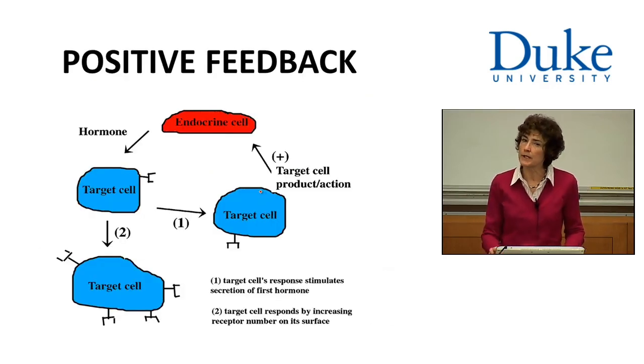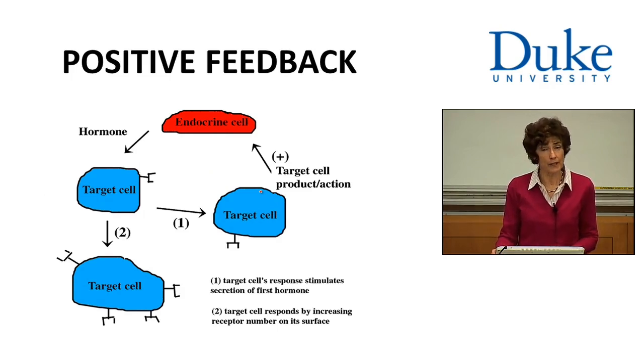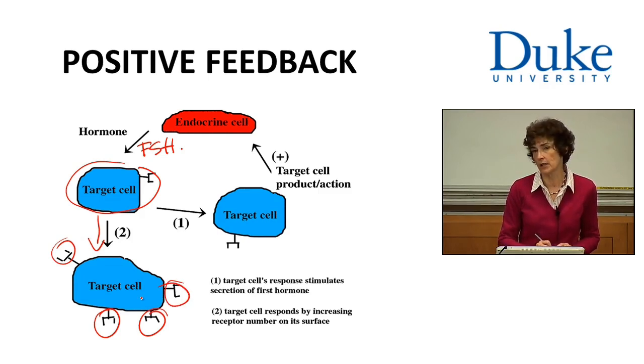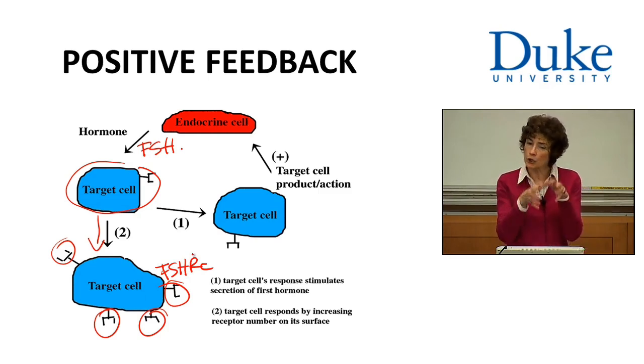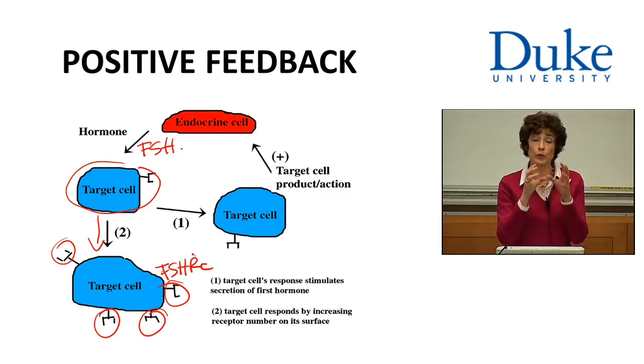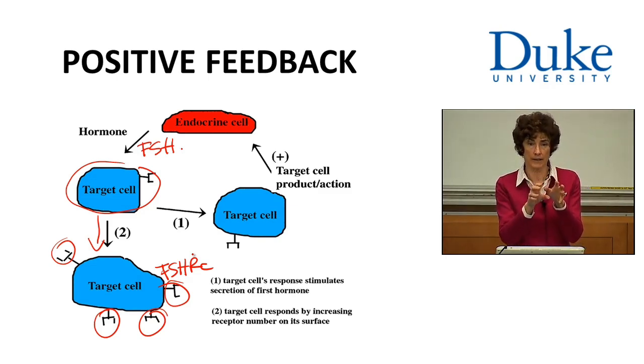Now, in some instances, we will see positive feedbacks. Positive feedbacks don't occur in very many locations, but we will see this in the female reproductive tract, for instance, where we have an endocrine cell secreting a hormone called follicle-stimulating hormone, which acts on the target cell to increase the receptors for follicle-stimulating hormone on that target cell. So all of these follicle-stimulating hormone receptors increase in number, making the target cell very, very sensitive to the FSH. So that's one way to have a positive feedback, where you're increasing the sensitivity of the target cell.